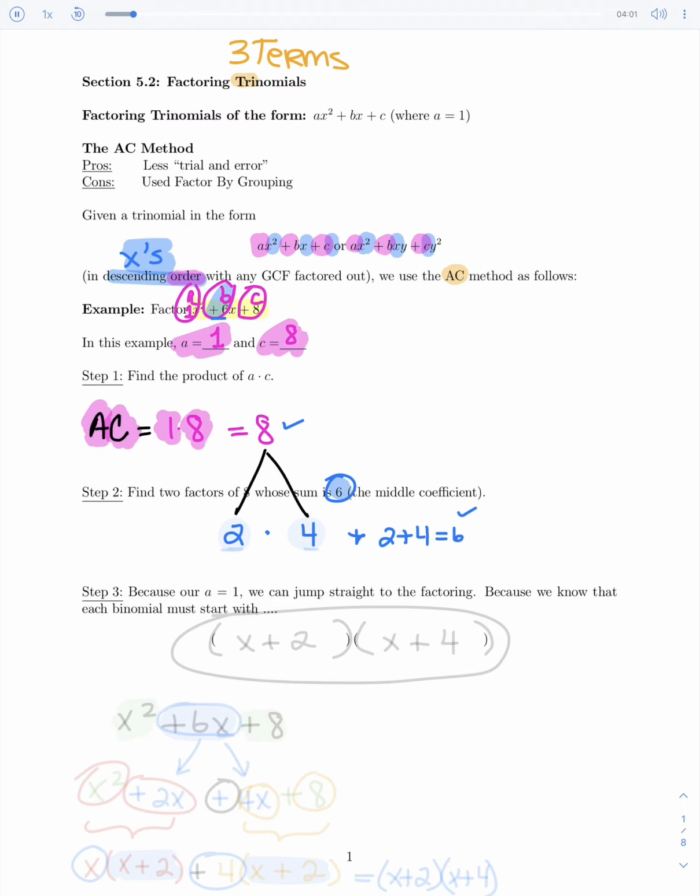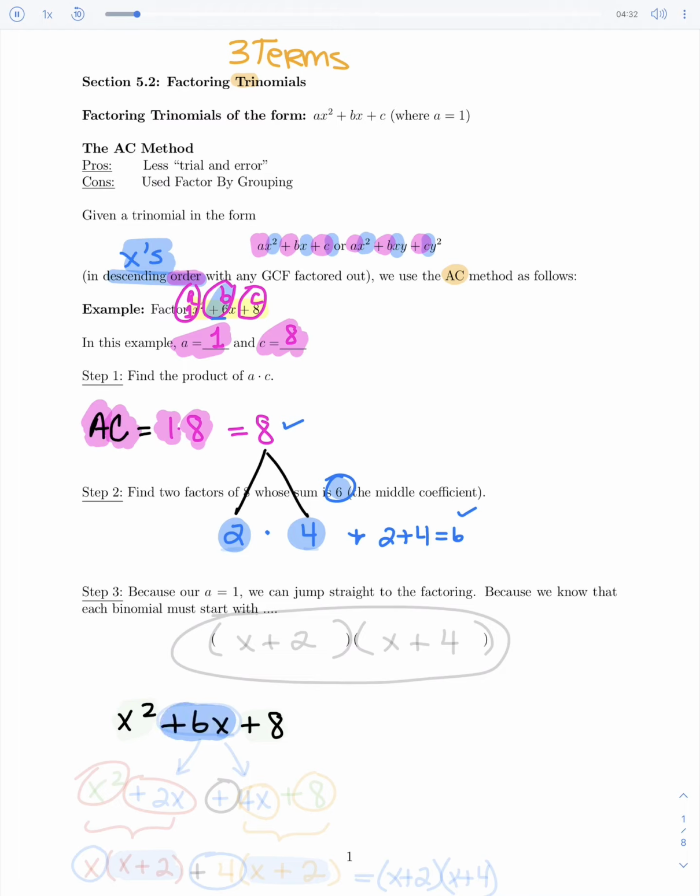So the question is, what does that mean? Well, what we're going to do is break up our trinomial now. Our trinomial, or 3-piece thing that we were factoring, was an x squared plus 6x plus 8. And what we have to do is figure out how we're going to use this 2 and this 4 that we came up with. Well, what that 2 and 4 is going to let us do is break up this 6x.